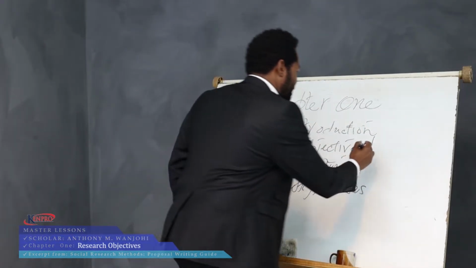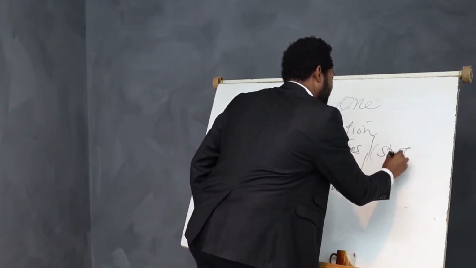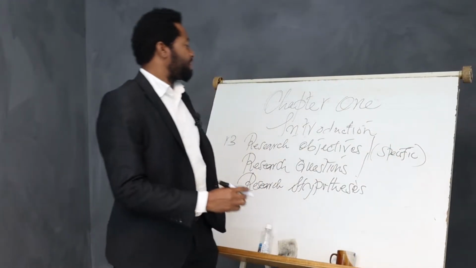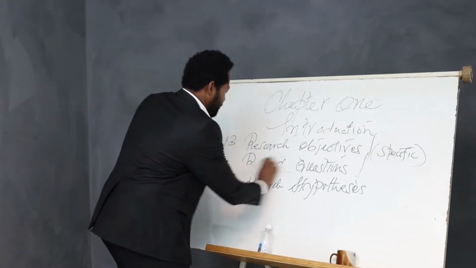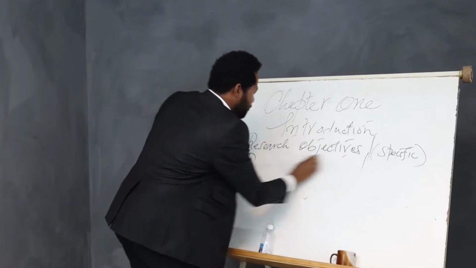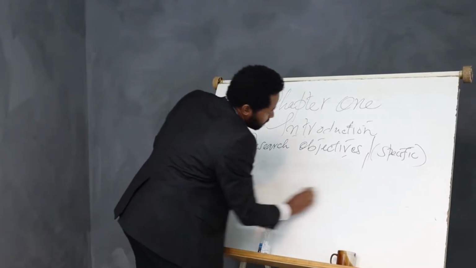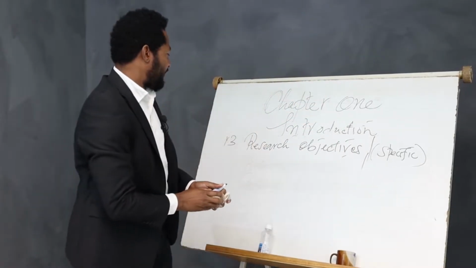How do you get to your specific objectives? Let me talk of specific research objectives. How do you arrive at research objectives? You look at your title. For the purpose of this, I use a very simple undergraduate title: Factors Affecting Students' Academic Performance in Public Schools.